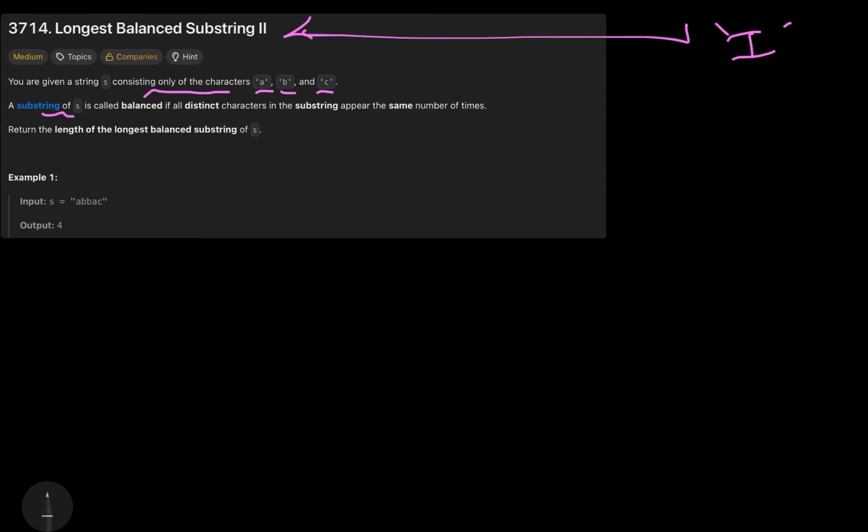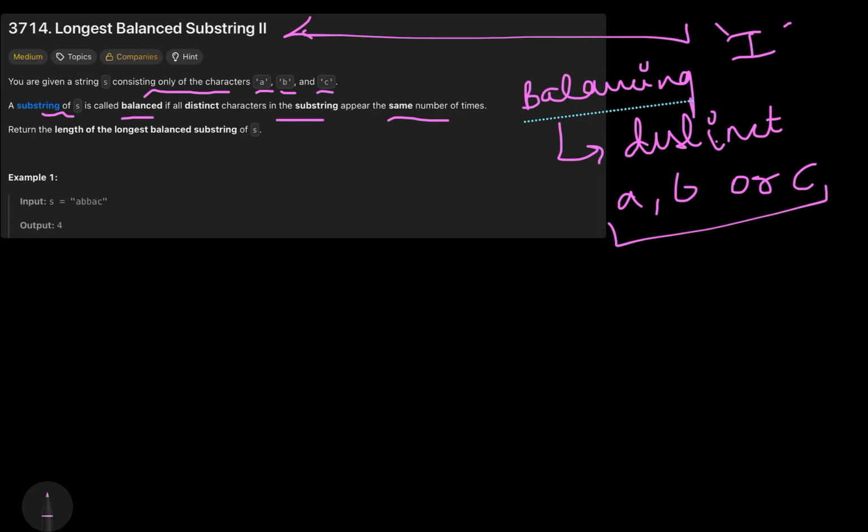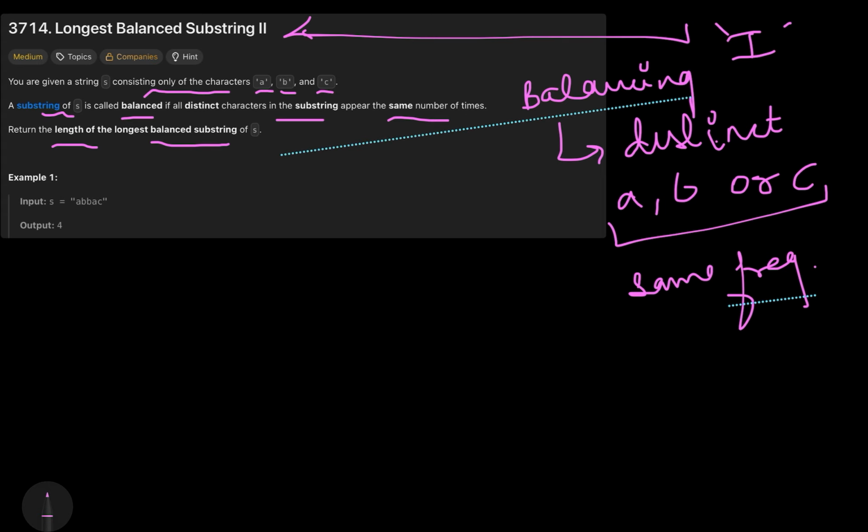Okay, only these three characters this string will take. A substring is called balanced if all the distinct characters in this substring appear the same number of times. So the balancing factor is the same: the distinct letters, which in this case could be A, B or C, should have the same frequency. That is, they should occur the same number of times. And what we have to return is the longest balanced substring.